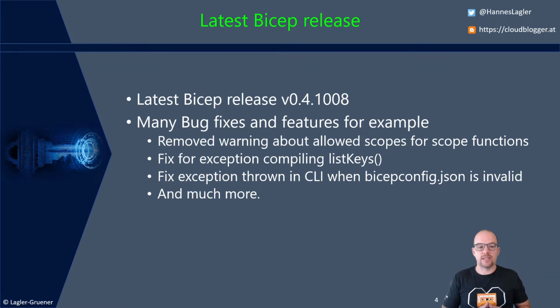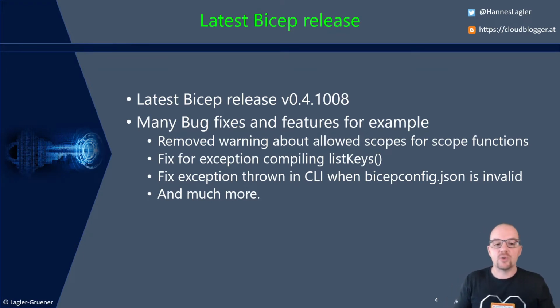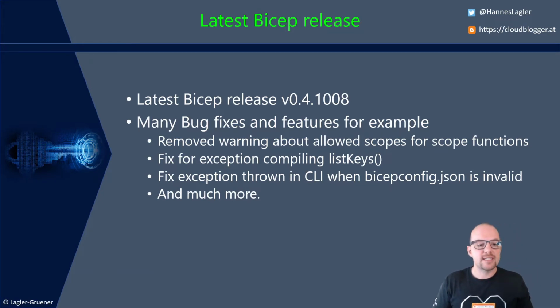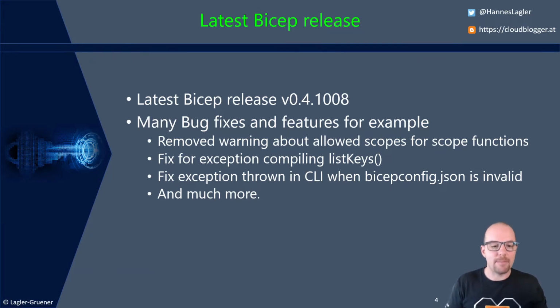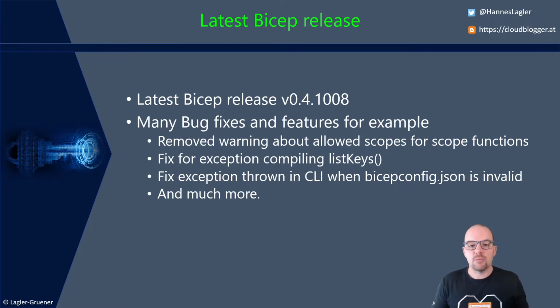They removed the warning about allowed scopes for the scope function. They fixed an exception compiling for listKeys. ListKeys is mostly used to get security keys from the Azure Key Vault, so there was an error in the older version. And they also fixed exceptions thrown by the CLI when bicepconfig.json is invalid, and much more for sure.